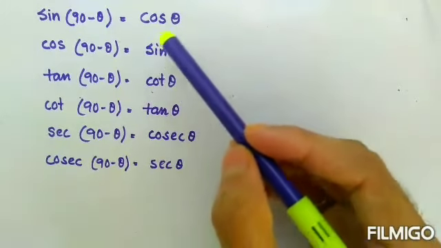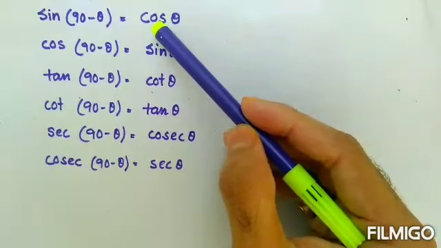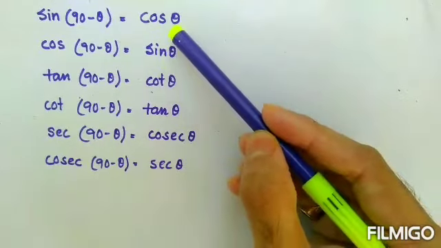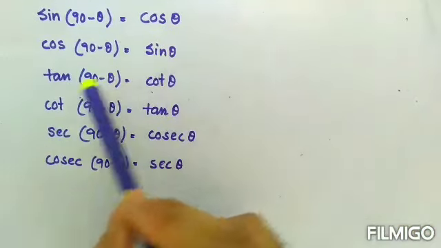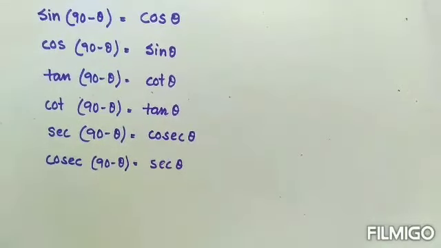So here is the formula: sin(90 minus theta) is equal to cos theta, cos(90 minus theta) is equal to sin theta, tan(90 minus theta) is cot theta, and so on. These are called complementary formulas. Because here theta plus (90 minus theta) is equal to 90 degrees, which means it depends upon the complementary angle. That's why these are called complementary formulas.